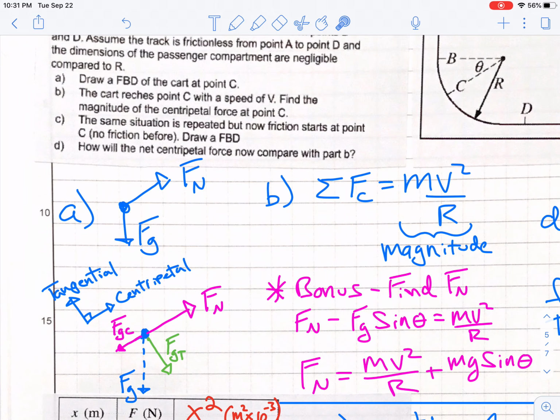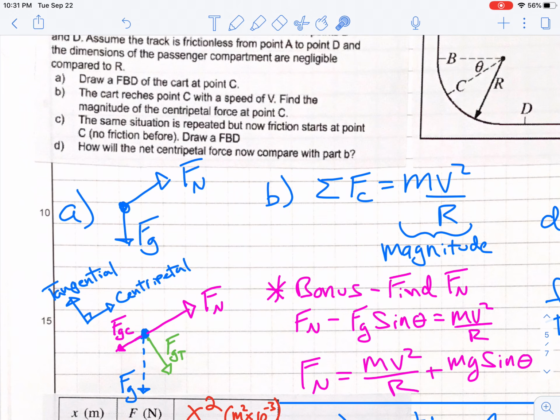That centripetal force is mv squared over r, and that is the magnitude, the net centripetal force. Net just means the sum of all of them, right? Like the net force is the sum of the forces. So the net centripetal force is the sum of them, which is mv squared over r.